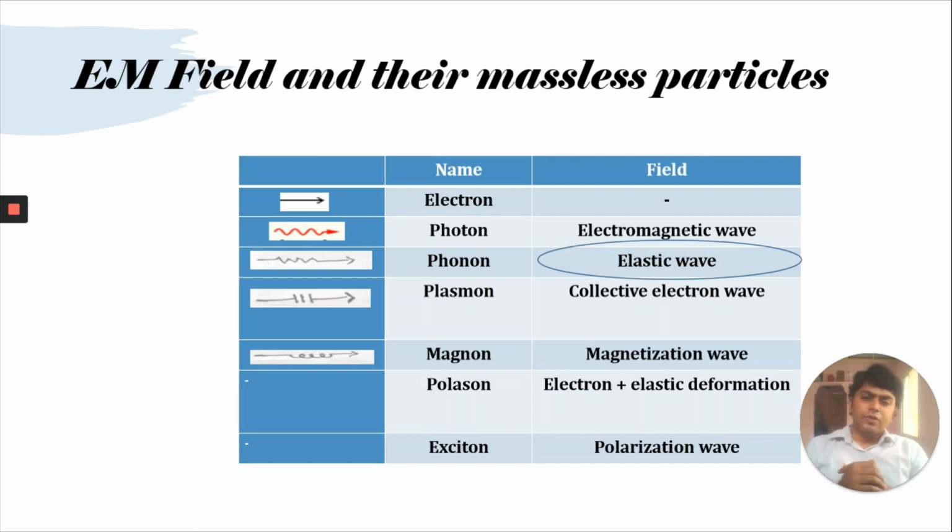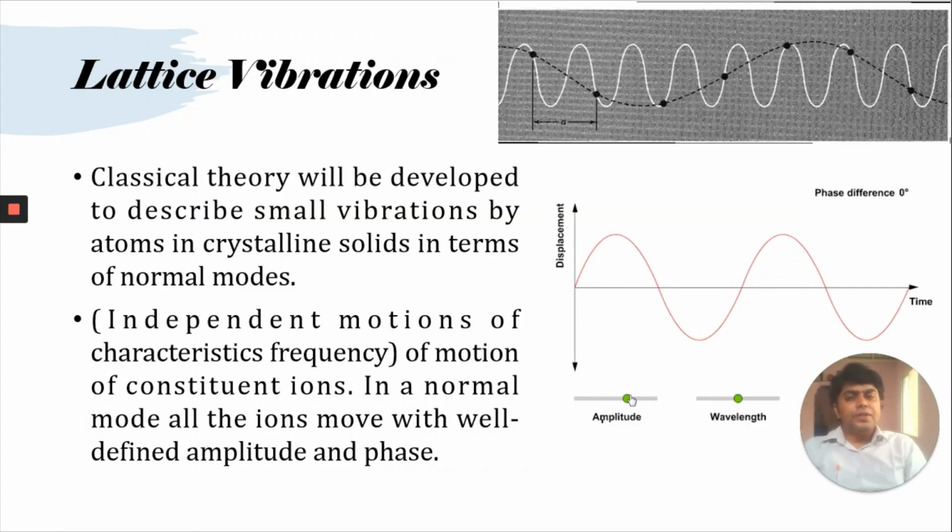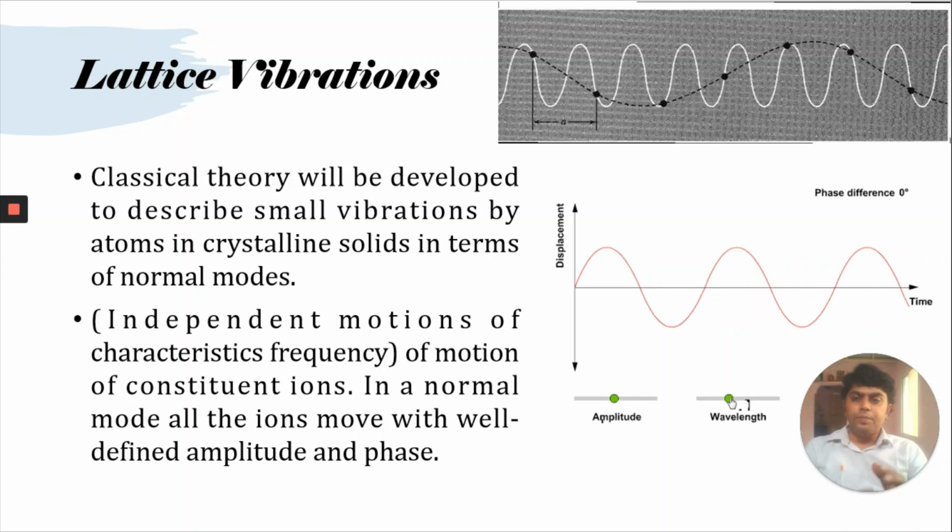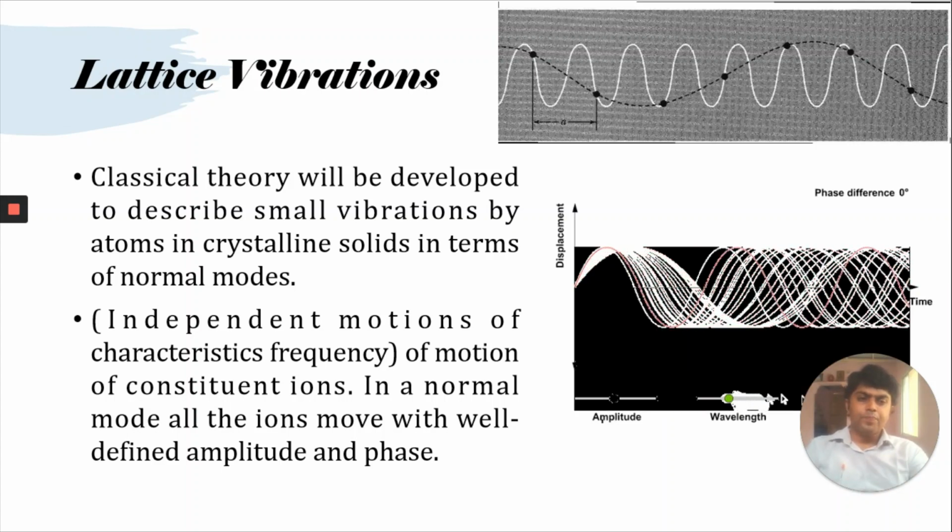Fine. The electromagnetic field and the massless particles is just a glimpse of how the symbol can be provided for a particular massless particle and what the field available is. In this case, we are considering only the phonon, where the field required is the elastic field. So we can see how the symbols and fields for the electron, photon, phonon, plasma, and all the others are provided. Let us come to the lattice vibration, because the topic is mainly focused on lattice vibration.